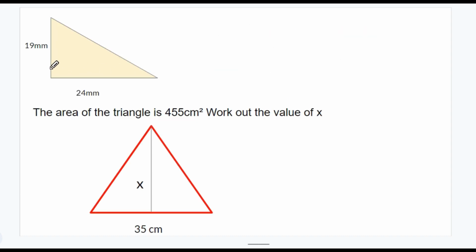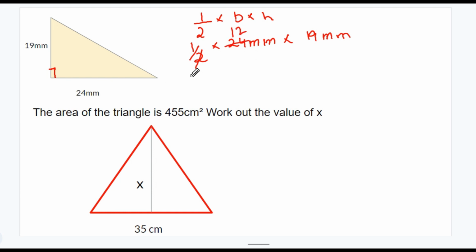Now you are given a right angle triangle. Again, you have the same formula, that is half times base times height. So half times base is 24 millimeter, right? And height is equal to 19 millimeters. So again, we can cancel it out, that is 2 times 12 is 24. So 12 millimeter times 19 millimeters, we need to multiply now.